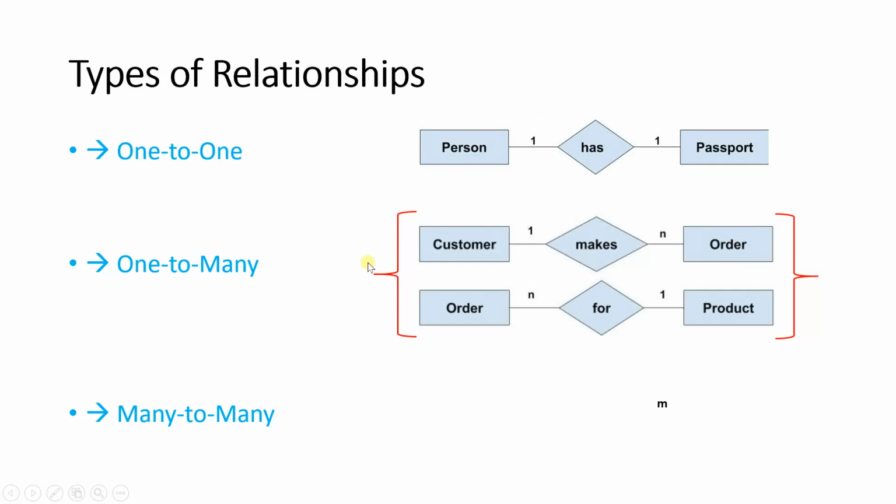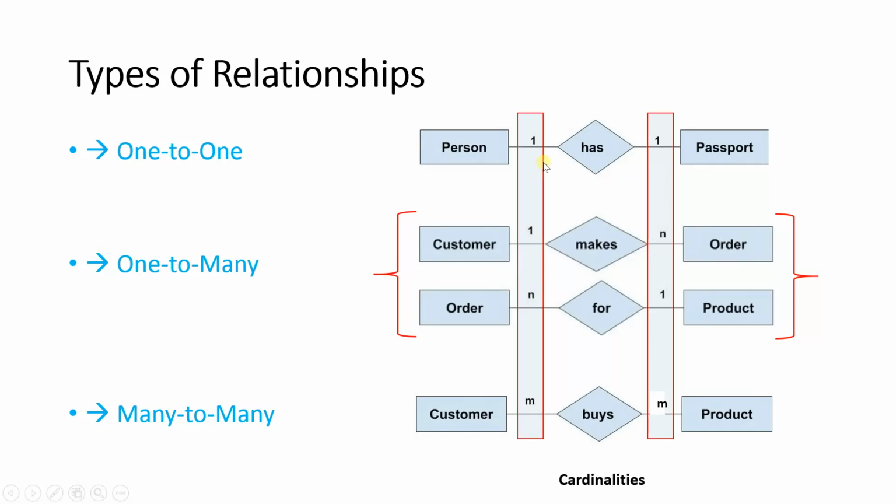In a one-to-many relationship, one instance of an entity will be associated with more than one instance of another entity. For example, one customer can place more than one order, and one order, for example order number 10, will only be from a particular customer. In the case of a many-to-many relationship, many instances of one entity will be associated with many instances of another entity, and in the reverse direction in the same way.